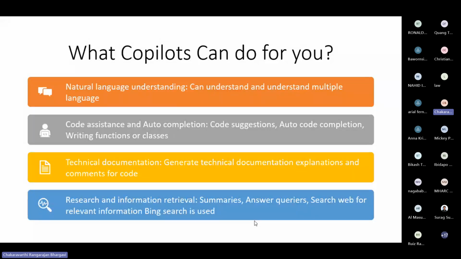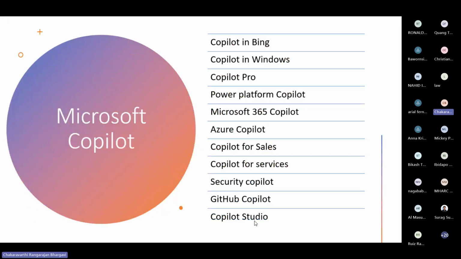Or if you want to do some research and information retrieval, for example summaries, answering queries, or searching the web for relevant information using Bing, then all of this will be helpful, and the result would be fetched with the help of Bing and returned to you. All of these are performed with the help of Copilot. So we have now seen what Copilot means.